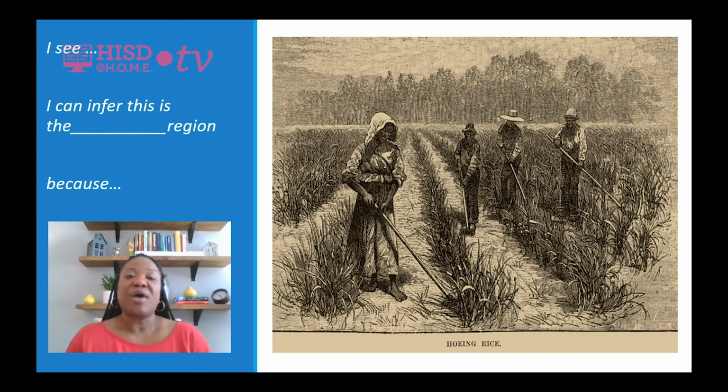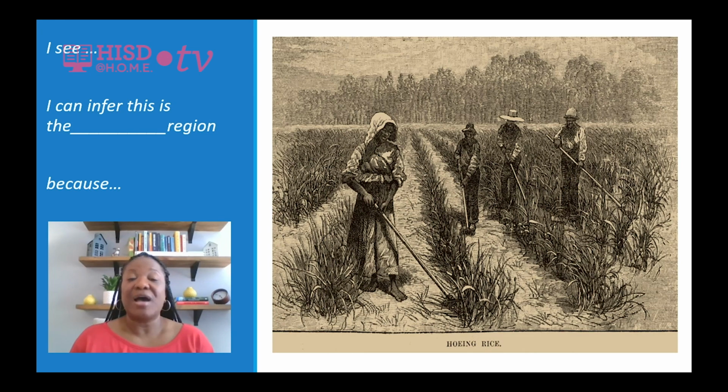So I have several pictures that I would like for you to make an inference on. Based on what we've read, and based on what you can see in the picture, I would like you to infer what you know. So let's look at this first one. I can infer this is the what region? Is it the New England region? Is it the middle region? Or is it the southern region?